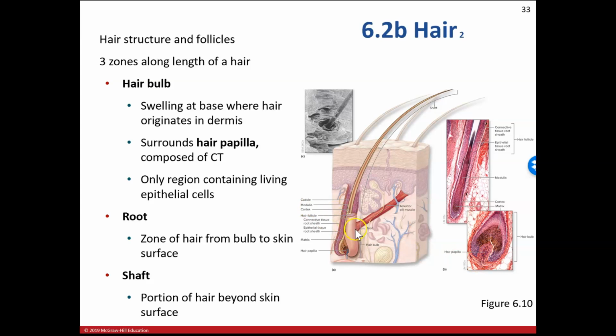It's the only region that's going to contain living epithelial cells. And then we have our hair root, which starts above the area of the bulb and extends up to the very last surface of the stratum corneum. And the hair shaft is going to be the region that starts at the superficial surface of the skin and continues to grow beyond that.